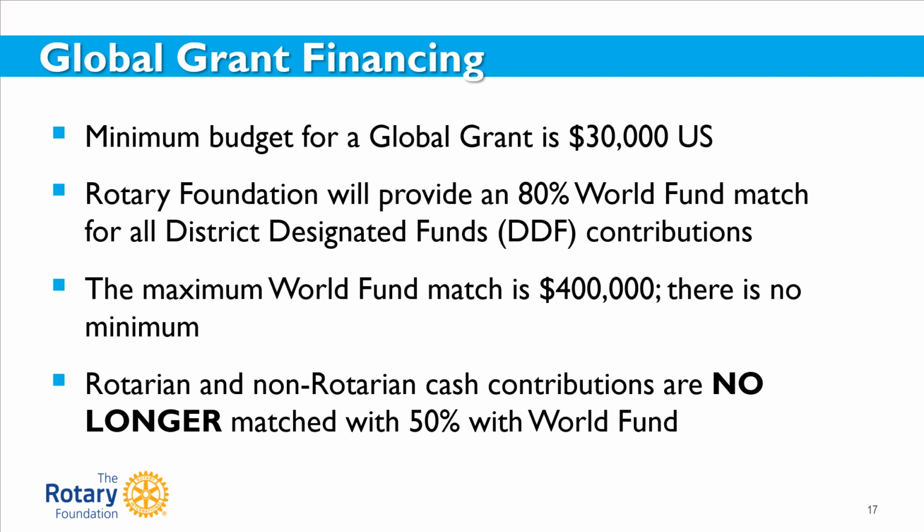Clubs and districts can contribute to a global grant by using district designated funds, which are matched 80% by the Foundation's World Fund. Please note that cash contributions, such as outright gifts from Rotarians or funds from Rotary-led fundraisers, are no longer matched by the Foundation. Additionally, non-Rotarian cash contributions, that is donations from other organizations, businesses, or individuals, are also no longer being matched by the Foundation.